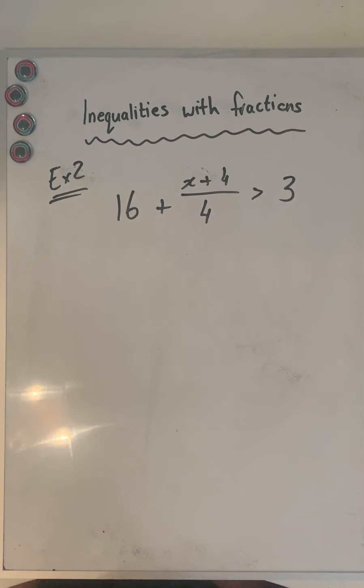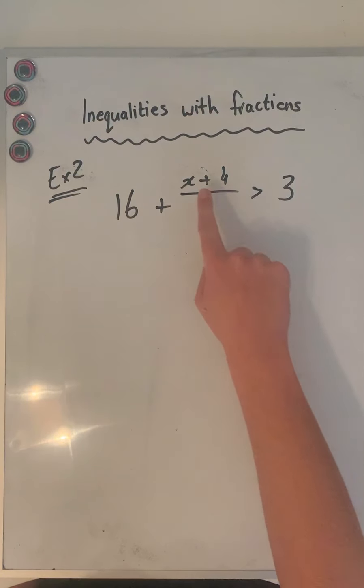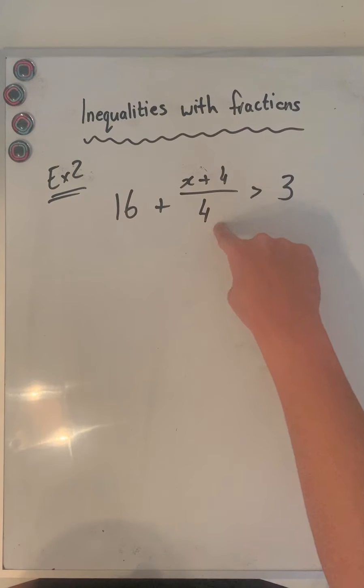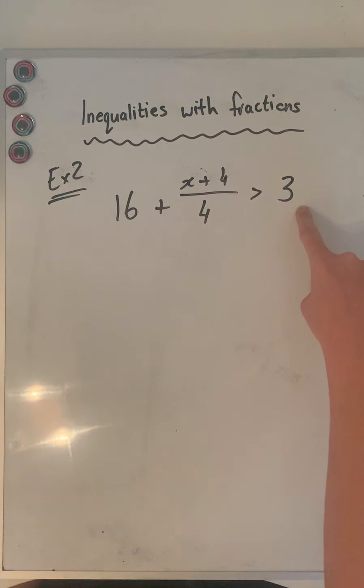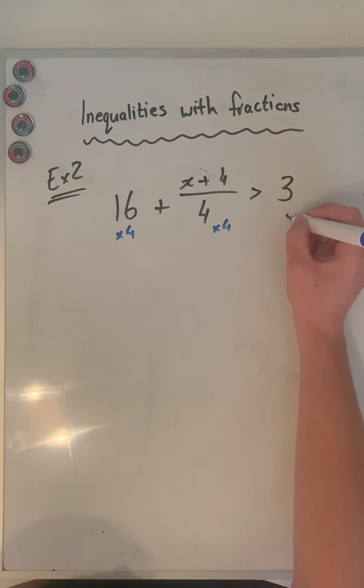Right, so I'm looking at this just now. Again, I've only got one fraction here. Okay, I've got this 16, that's fine. I've got this expression at the top, x plus 4, on my numerator. I've got a denominator of 4, is greater than or equal to 3. Okay, so I need to multiply every term here by 4, don't I? So let's multiply this by 4, multiply that by 4, and multiply that by 4.